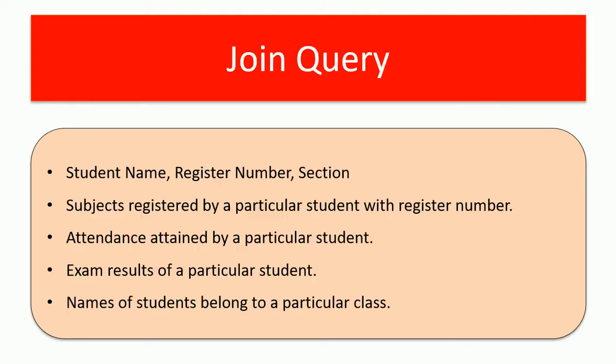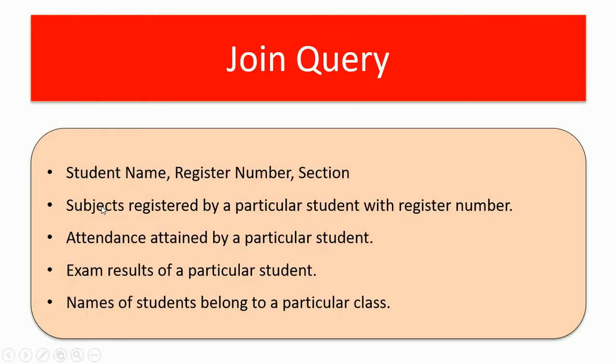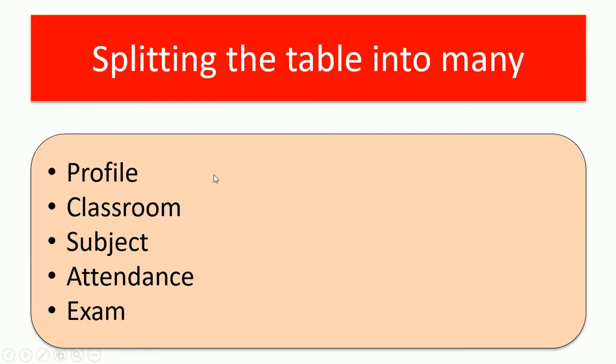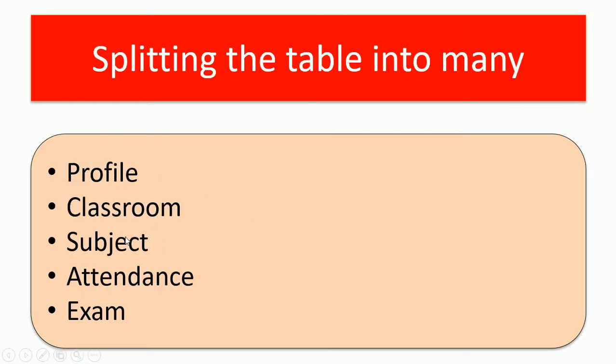So I have some queries here. I need student name, register number and section. If we need these 3 data, we need to combine the profile and classroom tables. The student name, register number and section are actually present in 2 tables, that is profile and classroom. So we need to join these 2 tables. Then the subjects registered by a particular student with the register number. So the data required in the second query is present in 2 tables, which are profile and subject.